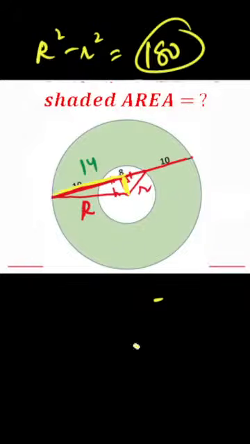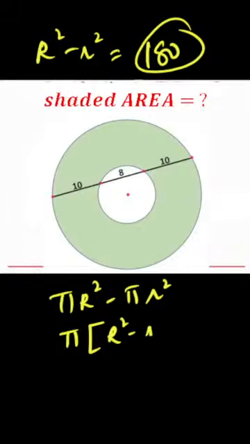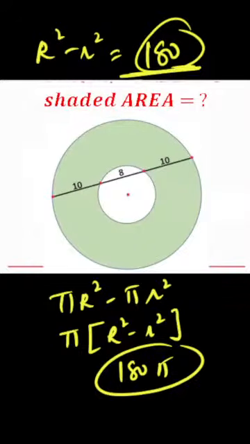You have this expression. You need to solve for the shaded area. Shaded area can be obtained by subtracting the area of the smaller circle from the bigger circle, right? So take pi as common, this would be R square minus r square, and this is nothing but 180. So if you substitute it here, your answer is going to be 180 pi. 180 pi is the right answer. Okay, Abhishek is correct already.